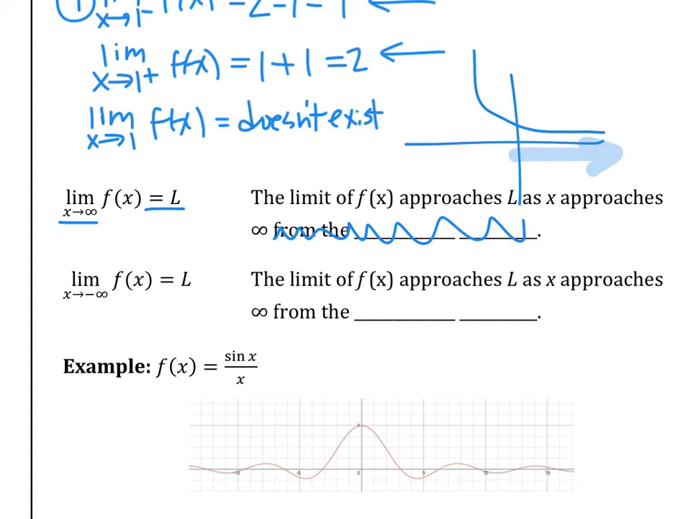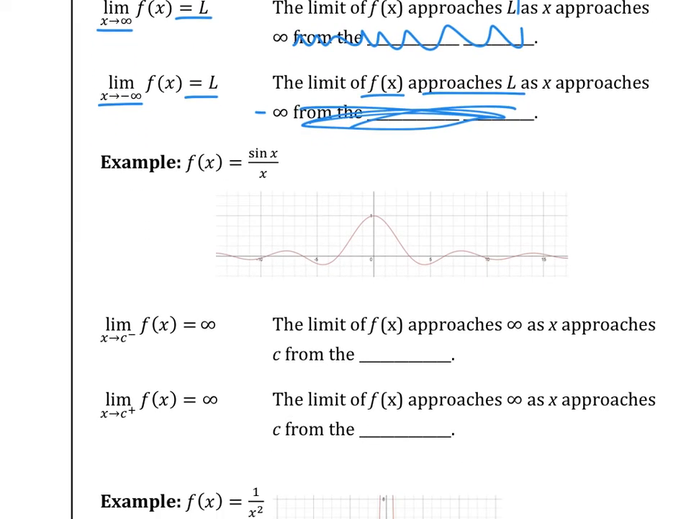We talked about this in probably chapter 1 where we were trying to analyze a lot of graphs. And the second one, x goes to negative infinity, y approaches L. So the limit of y approaches L as x approaches negative infinity. This is when x goes to the left, where does y go? That's the question.